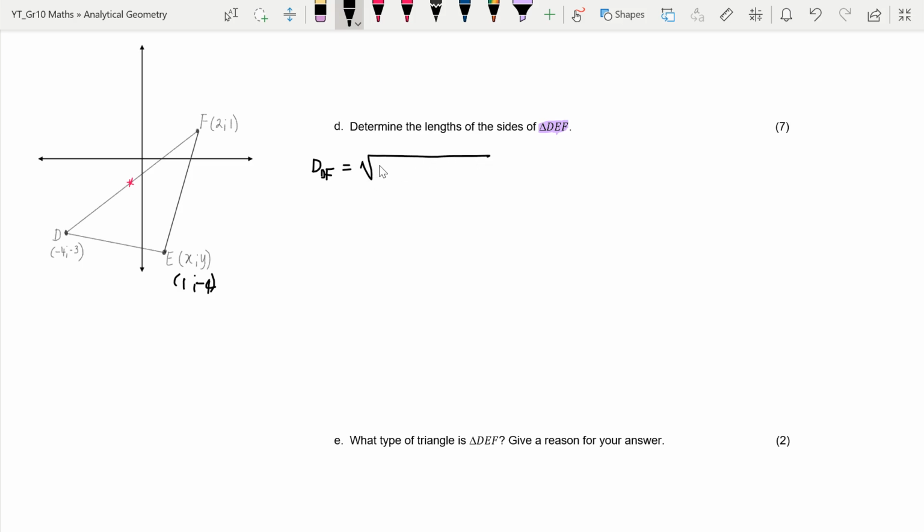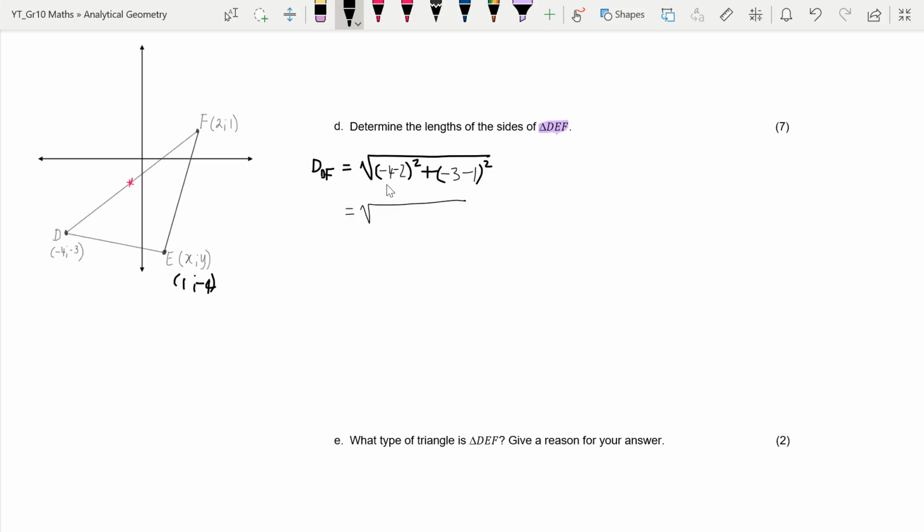And for my distance formula, let's substitute carefully and make sure that we don't make silly errors there. So I'm going to subtract my 2 x values. So I've got negative 4, and I'm taking 2 away. And then negative 3, and I'm taking 1 away. Okay, perfect. So let's take it from there.